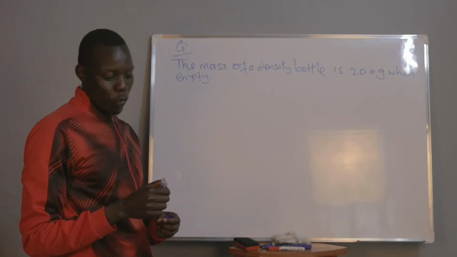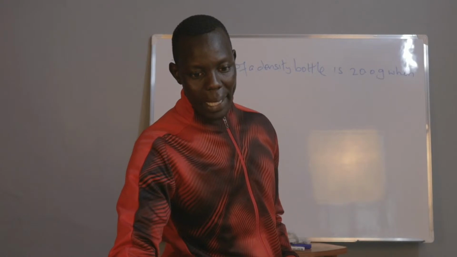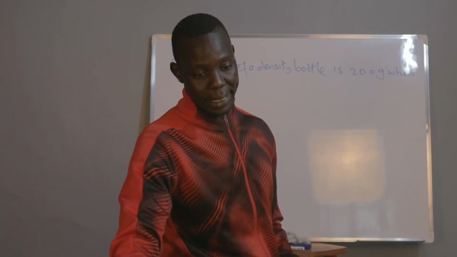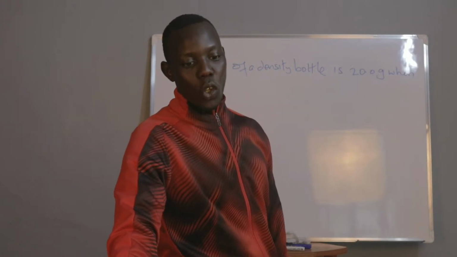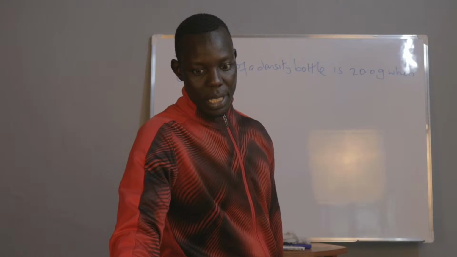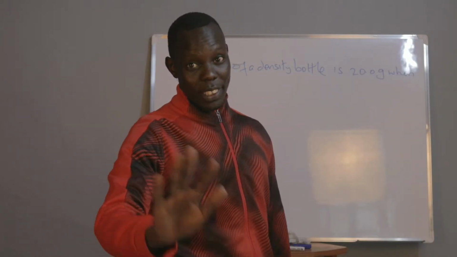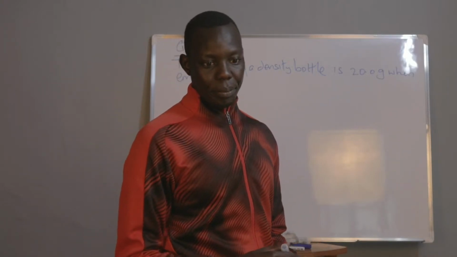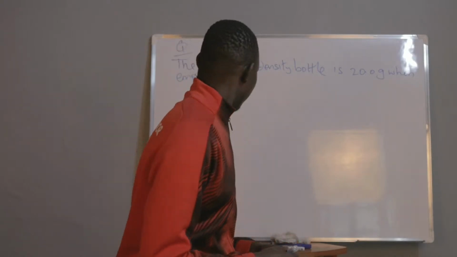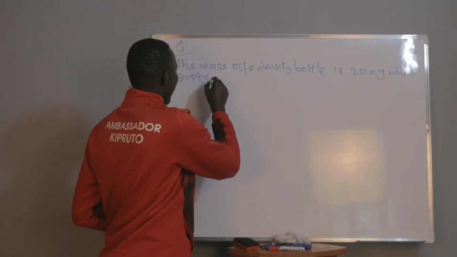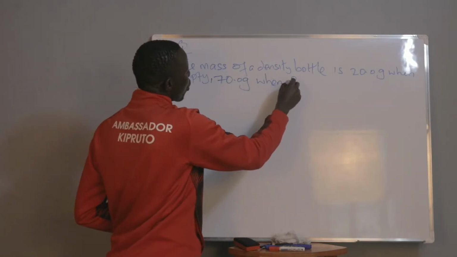So even before we continue from there, that statement is very simple. It means that the mass of the density bottle was measured when it is having no liquid, and it is 20 grams. That's the first statement. When full of water, it is 70 grams. So I put a comma. Then I write this 70.0 grams when full of water.